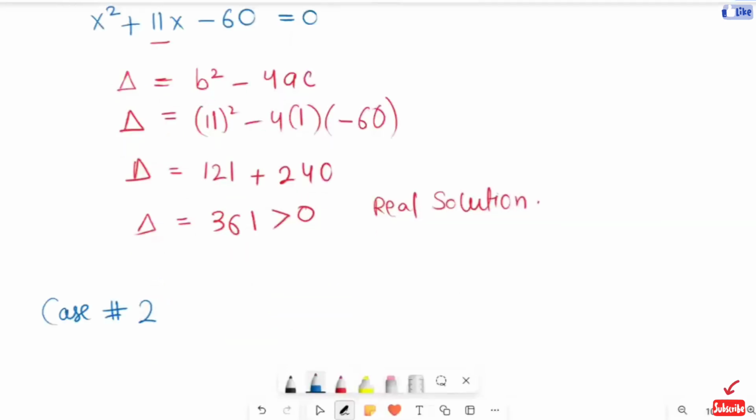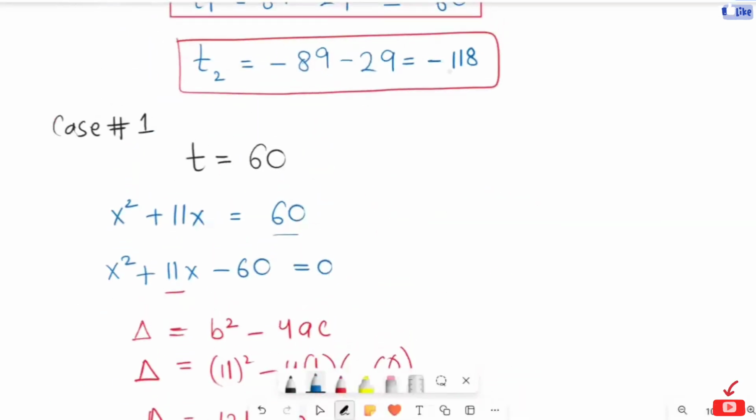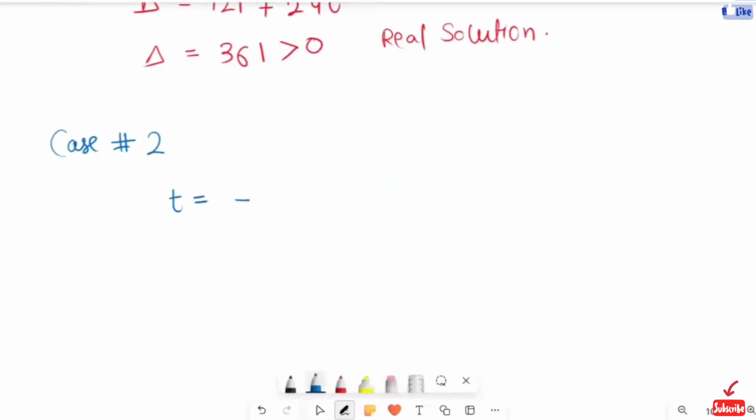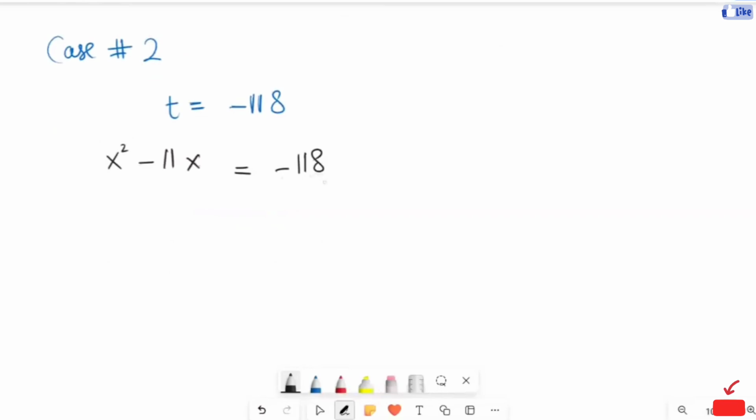So the second case we have t is equal to minus 118. Now here I will write x squared plus 11x in replacement of t, minus 118. Now I'm going to take this minus 118 to the left, x squared minus 11x plus 118 is equal to 0.